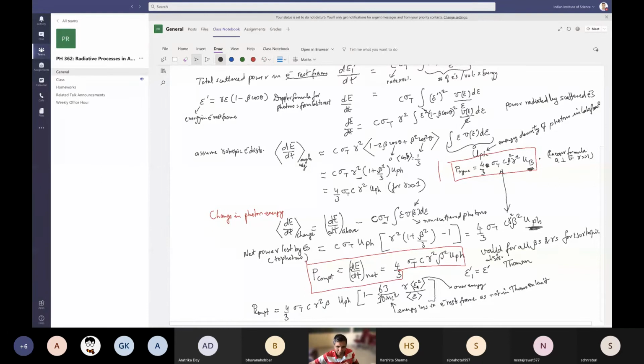This is small, right? This is gamma epsilon. So if gamma epsilon is much less than mc squared, this is negligible. You can actually see it: this is gamma epsilon, this is mc squared. So basically, if the energy of the photons in the electron rest frame is small, then you can ignore this and you have the simpler formula.